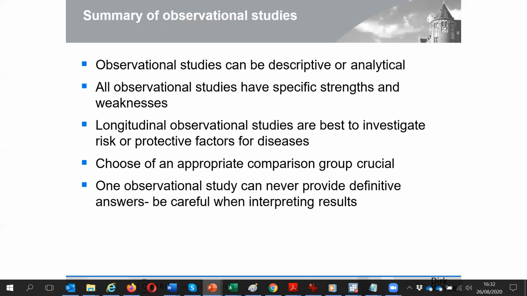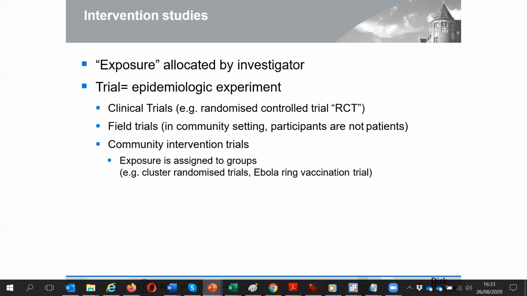In some observational studies, there's an opportunity of choosing an appropriate comparison group, which is crucial. One observational study can never provide definitive answers, so you need to be careful when interpreting the results. It doesn't mean that we don't have other observational studies which are good, but some of them have limitations. So you need to be careful so that those issues are addressed.